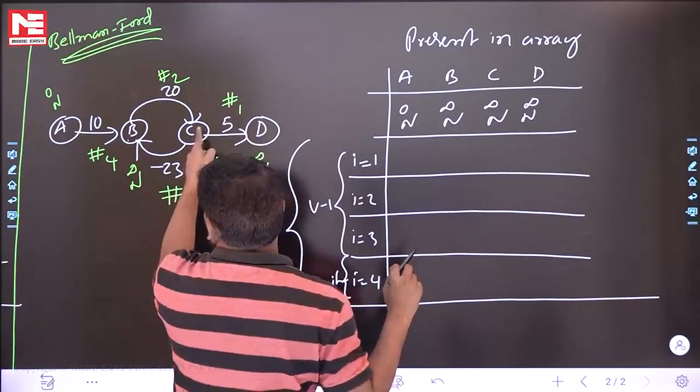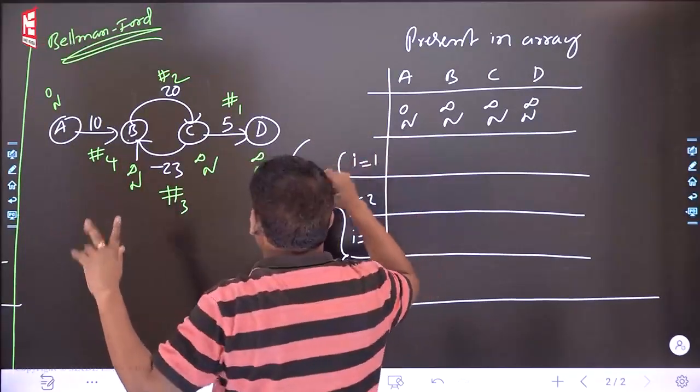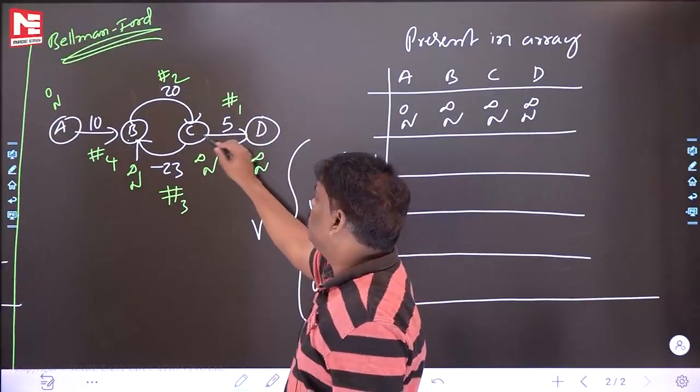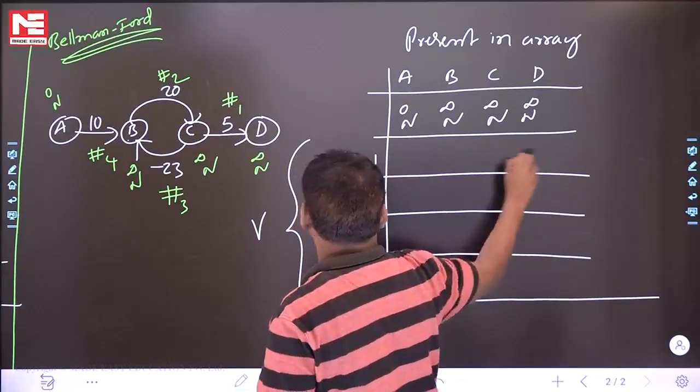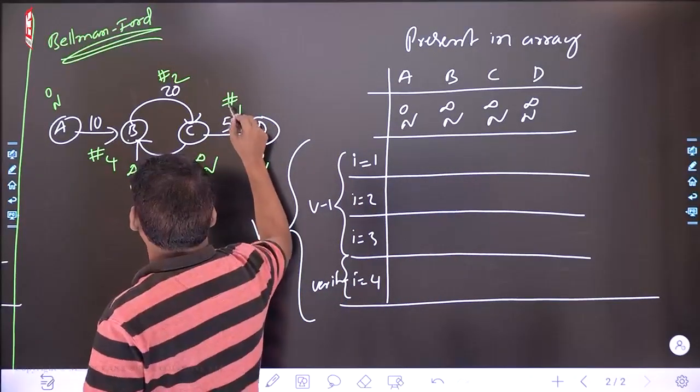Edge number 3, C to B, edge number 4, A to B. Like that, all edges are there, right? So I am starting the decrease key operation at every edge. In the first edge, C to D, once all edges are over, then change it, right? I am starting, edge number 1 is C to D.